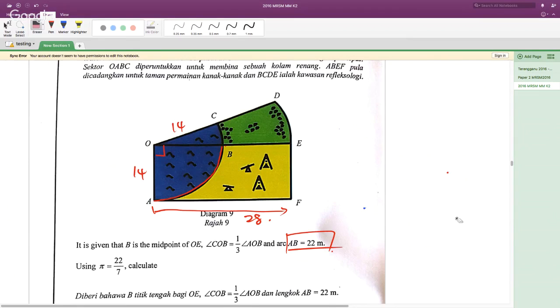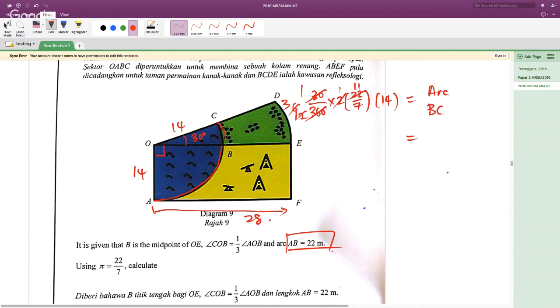Okay, so then you want to find the perimeter of the swimming pool. So that means you need to find the BC. BC, since we know here is 30 degree. So therefore, I will do something like 30 over 360 multiply 2 pi r 14. This is to find the arc BC. All right, so this one is 1, this one is 12, and then simplify, this is 1, here will be 6. And then I simplify, this one will be 3, this one will be 11. Then the rest, this is 1, this is 2. So top you should have left 22 over 3.